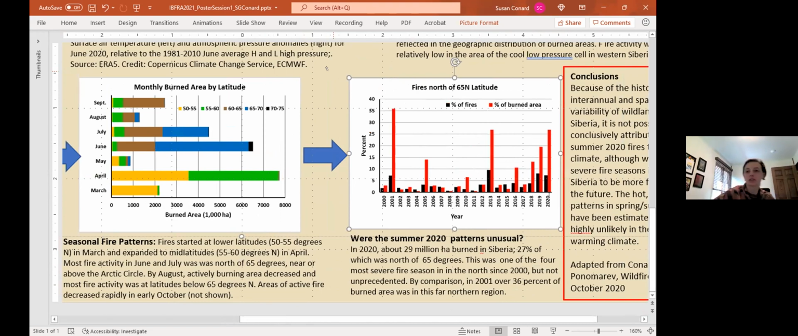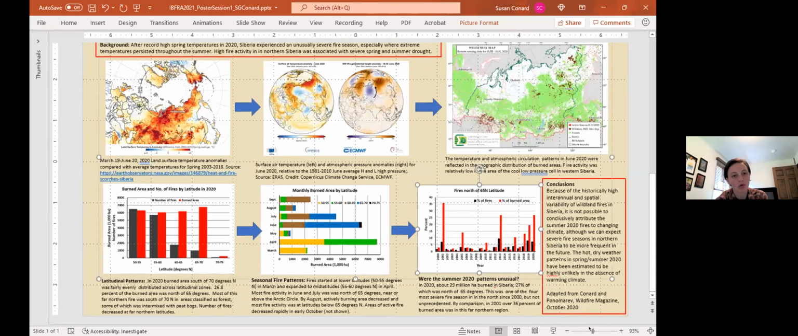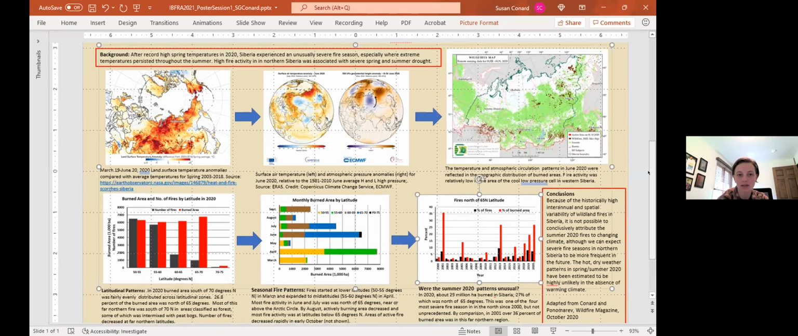I have a question. Susan, you talked about the abnormally high temperatures in Siberia. What is the typical range of maximum temperatures during the time period used? It was 2003 to 2018. How out of the ordinary are these highs?